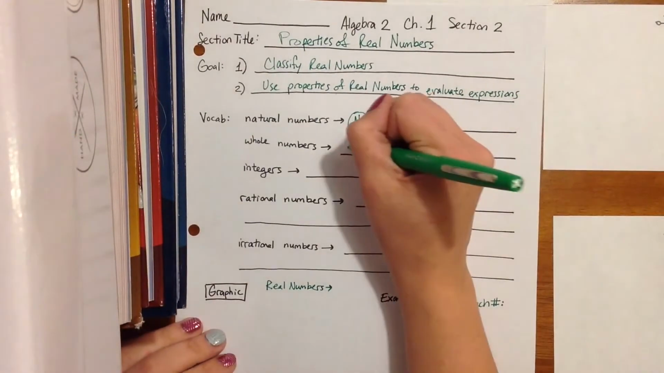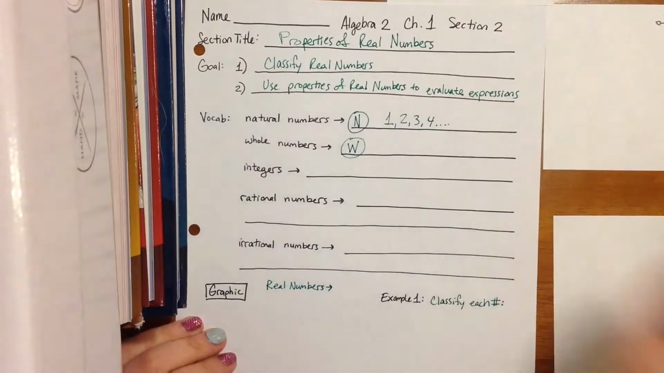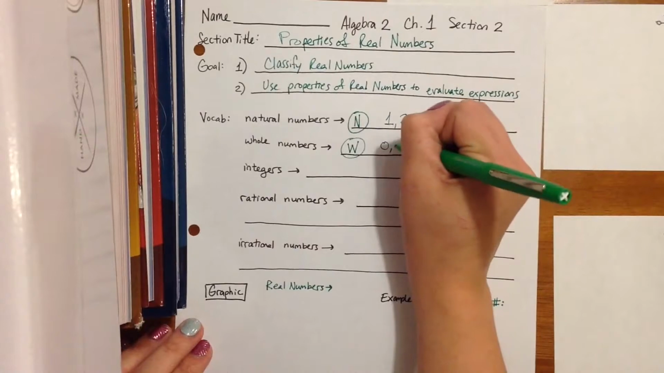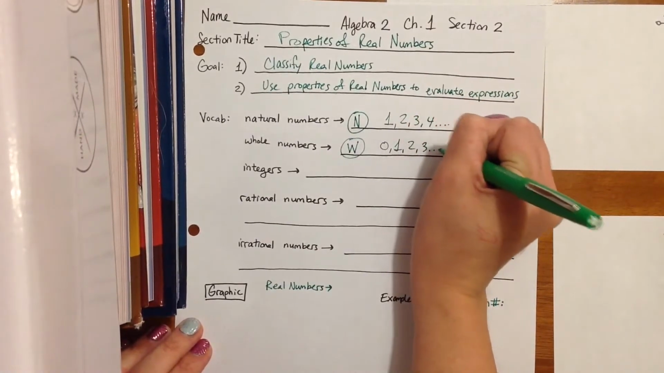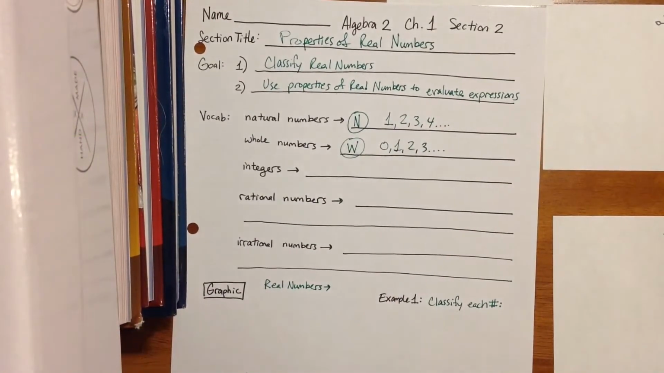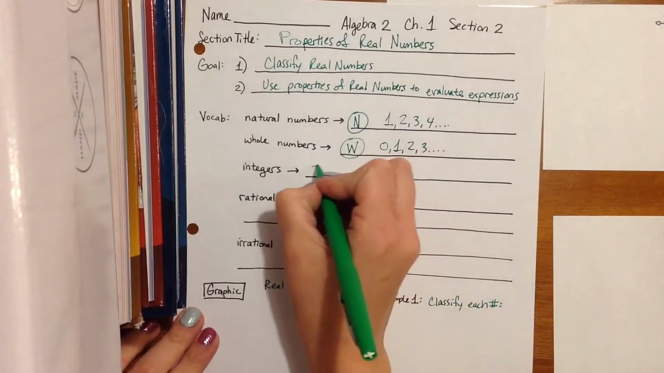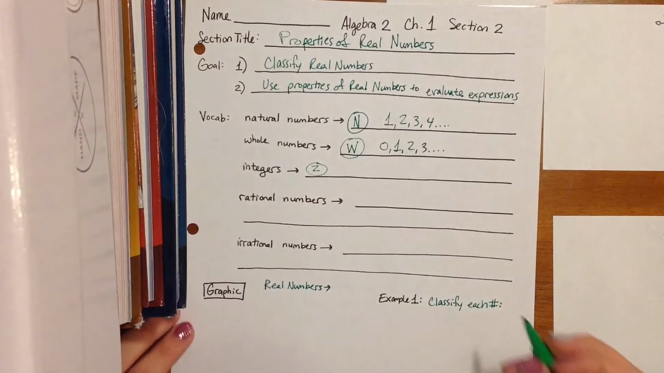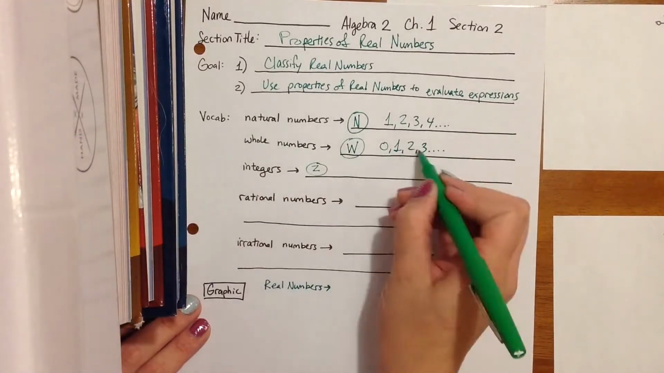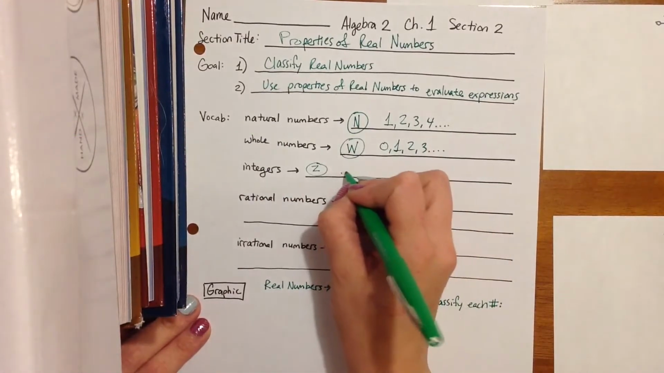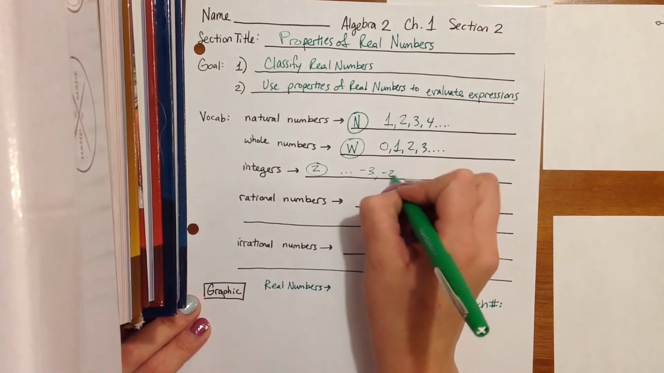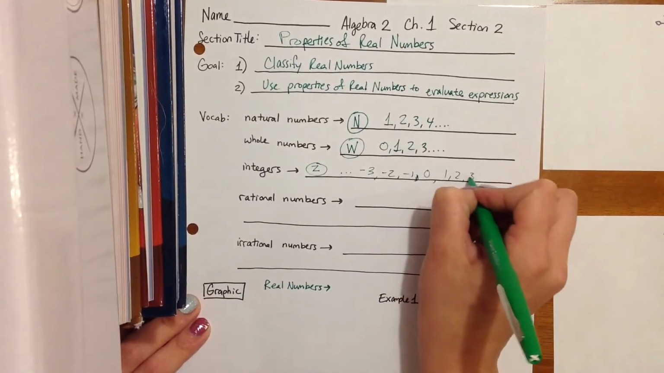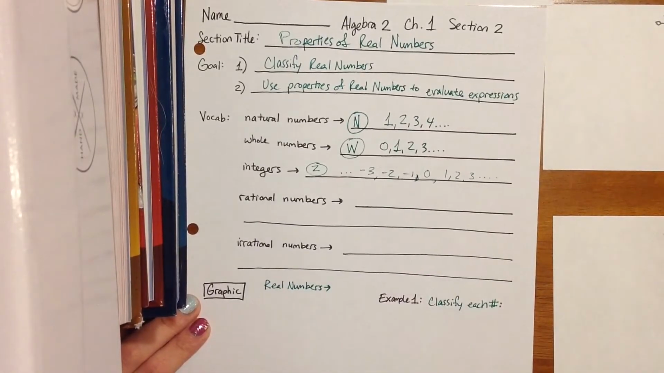Then our whole numbers is when we have a W representation. These are all the natural numbers and 0. Include 0 with those. All the way on up. Then we have our integers represented by a Z. I think that has something to do with a German word, but I'm not 100% on that. Our integers are these whole numbers and their opposites. So we have -3, -2, -1, 0, 1, 2, 3, all the way on up.